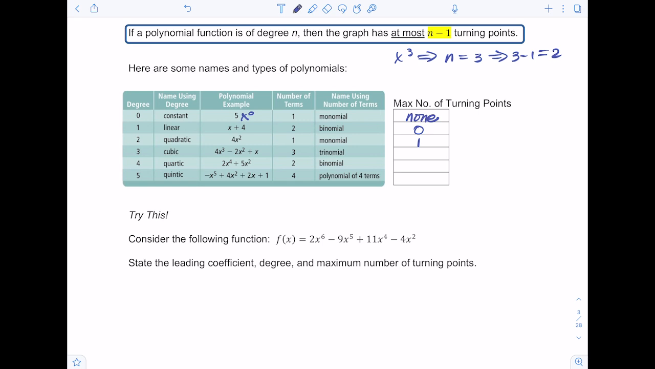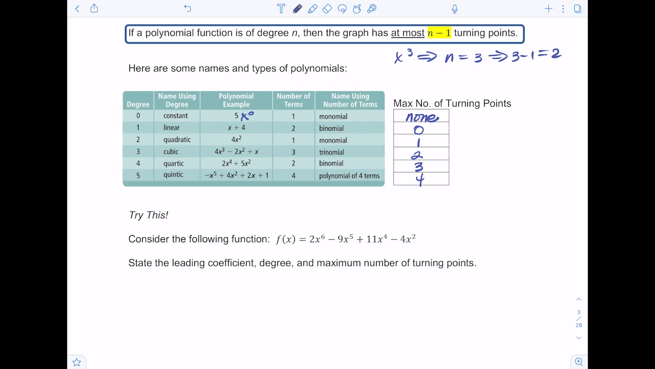And then you've got a degree 3, so it'd have 3 minus 1 or 2 turning points. Degree 4 has 4 minus 1 or 3 turning points at most. And degree 5, which we call a quintic polynomial, has 5 minus 1 or 4 turning points at most. Remember, that's the maximum. It doesn't mean it has to have that many. It's just the most it can have.